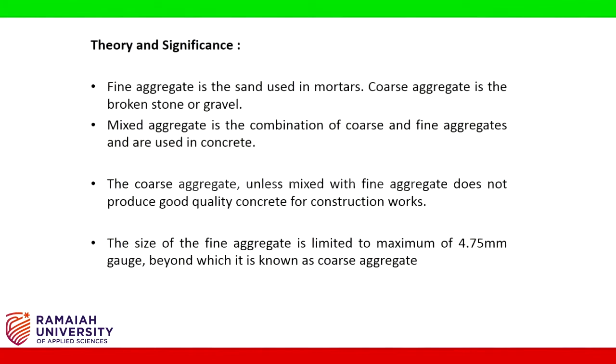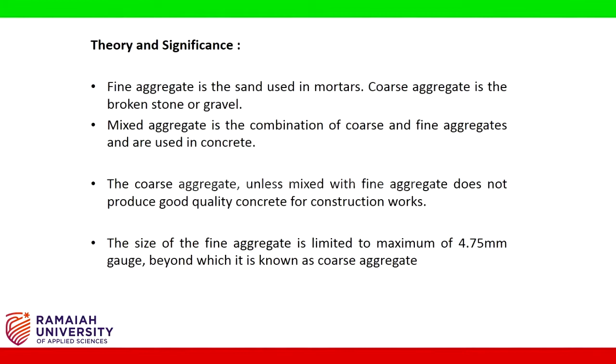Fine aggregate is the sand used in mortars. Coarse aggregate is the broken stone or gravel. Mixed aggregate is the combination of coarse and fine aggregates and is used in concrete. The coarse aggregate, unless mixed with fine aggregate, does not produce good quality concrete for construction works. The size of the fine aggregate is limited to a maximum of 4.75 mm gauge, beyond which it is known as coarse aggregate.